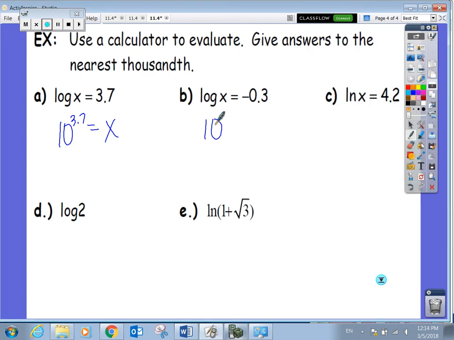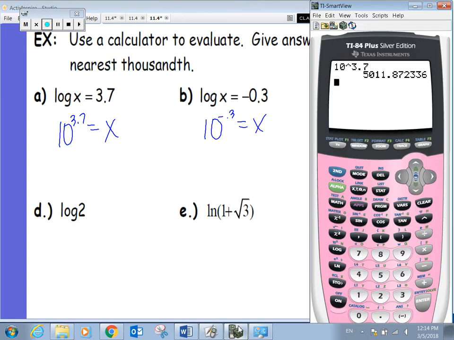Here, this would be 10 to the negative 0.3 equals x. So 10 raised to the negative 0.3. Be sure you use the negative sign and not the minus sign, or it'll give you an error, and I won't be able to help you with that error. 0.501.